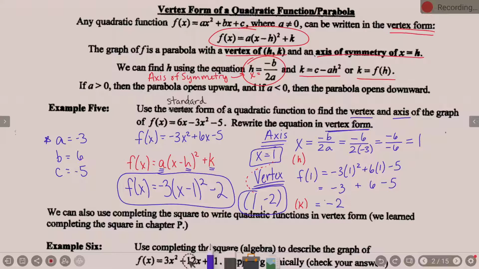Now, before I go to my next page, note the comment. We can also use completing the square to write quadratic functions in vertex form. It says we learned completing the square in Chapter P. I'm going to say we reviewed completing the square in Chapter P because you learned it back in Algebra 2. But we relearned it in Chapter P, and guess what? We're going to use it again today.